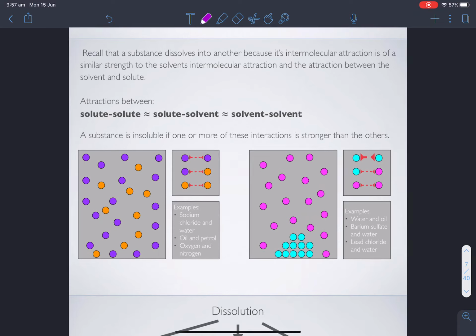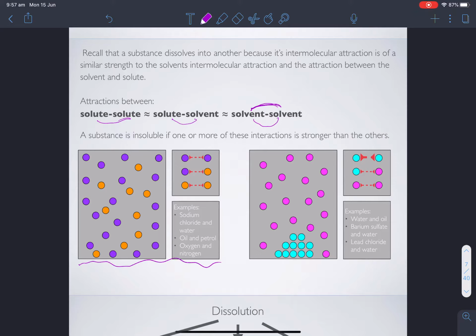Okay, also recall that substances dissolve into another because of the intermolecular attractions, and all intermolecular attractions have to be of a similar strength when you're dissolving something. If not, it doesn't dissolve. So the solute to solute attraction needs to be of similar strength to the solute to solvent attraction, and it needs to also be a similar strength to the solvent to solvent attraction. If one of these is stronger, say the solvent to solvent attraction is so much stronger, it won't form a solution at all.